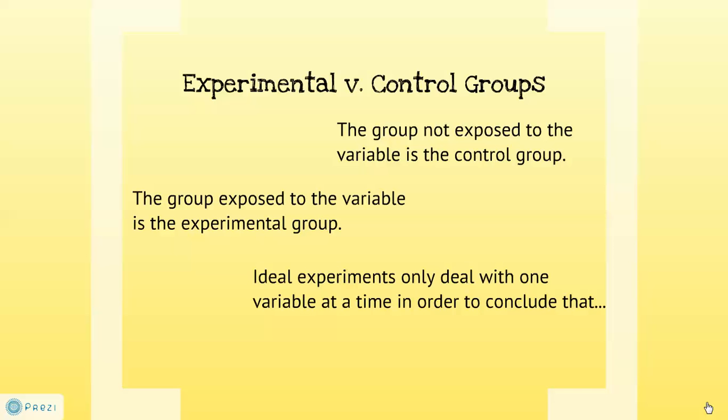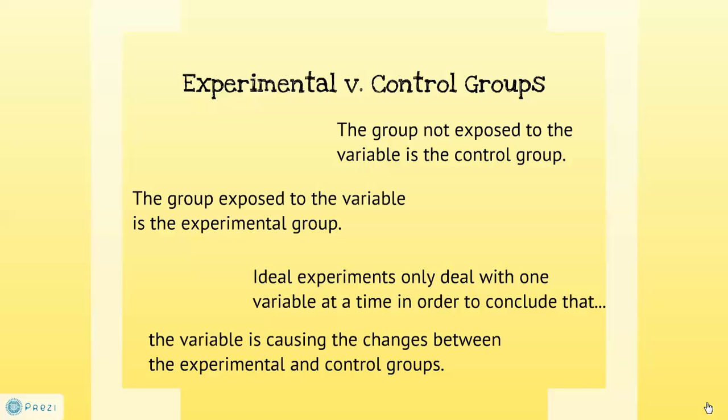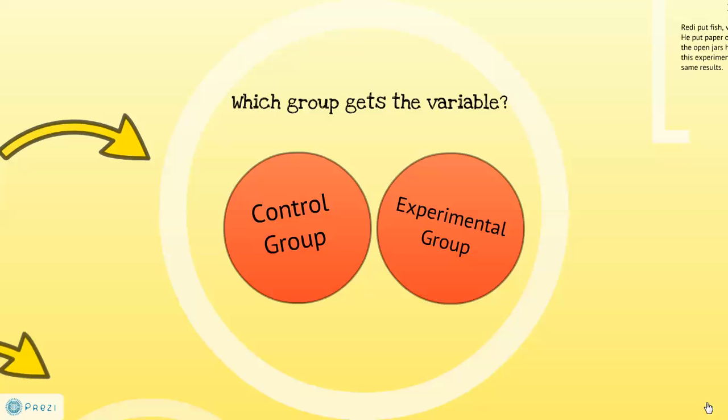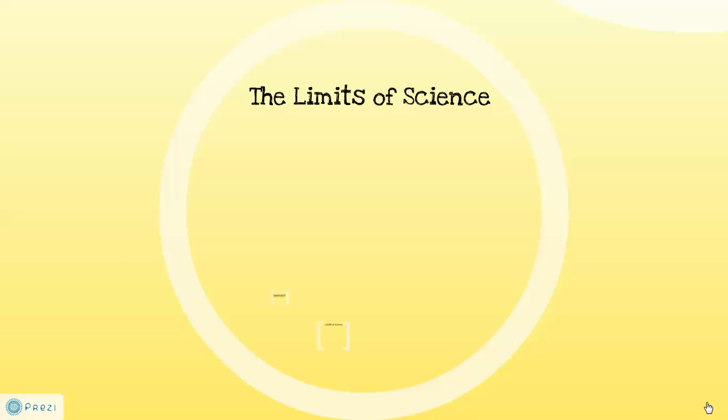Ideal experiments only deal with one variable at a time in order to conclude that the variable is causing the changes between the experimental and control groups. Okay? The variable has to be the one causing the change. So if you have a control group and experimental group, review which one gets the variable. Right, the experimental group. I feel like Dora the Explorer, answering my own questions on here because you're not in class in front of me.